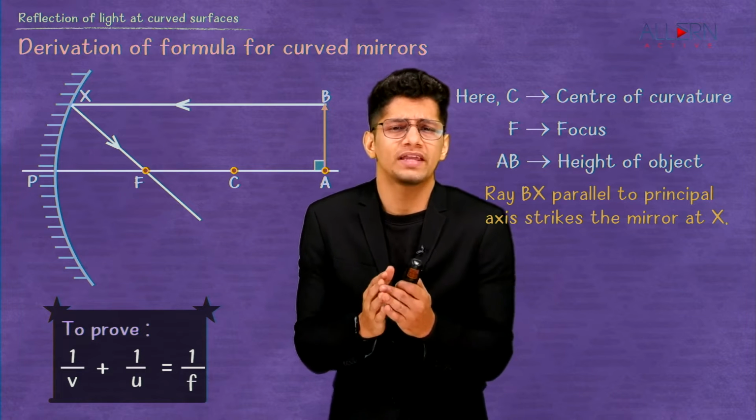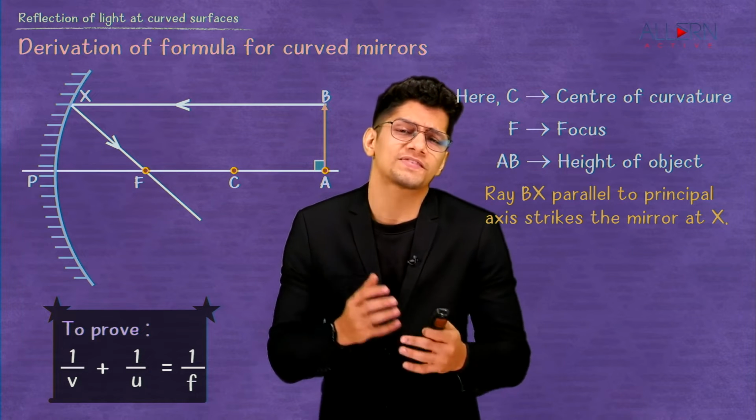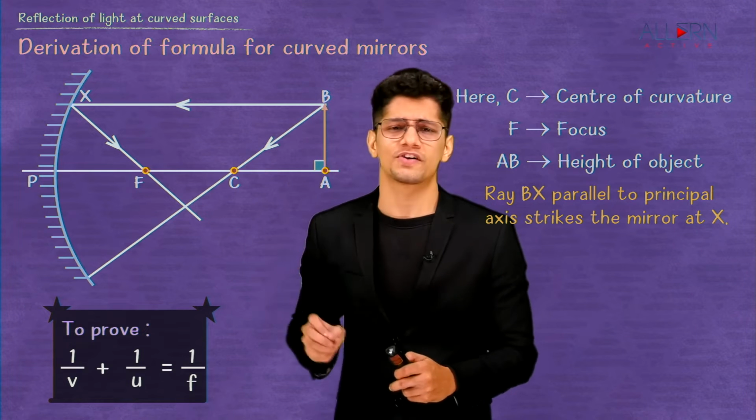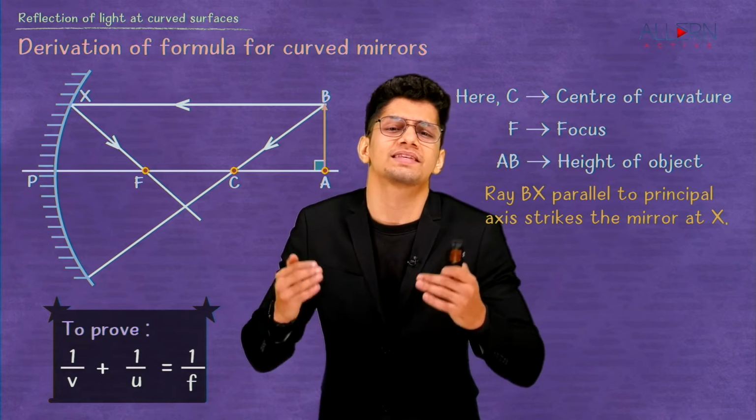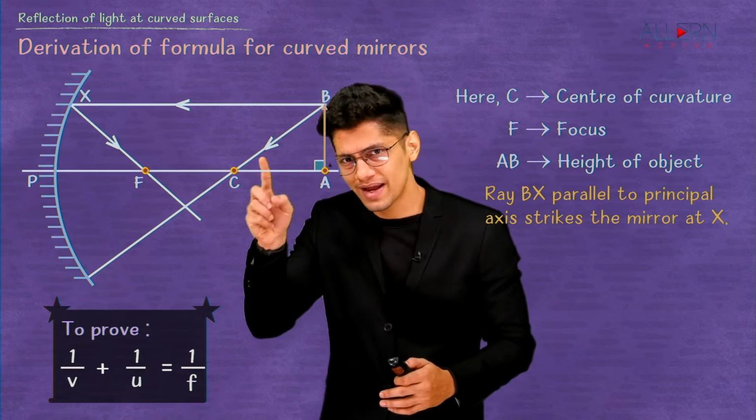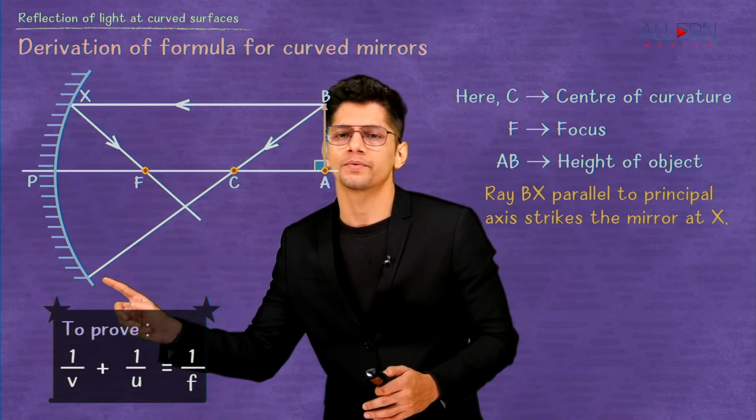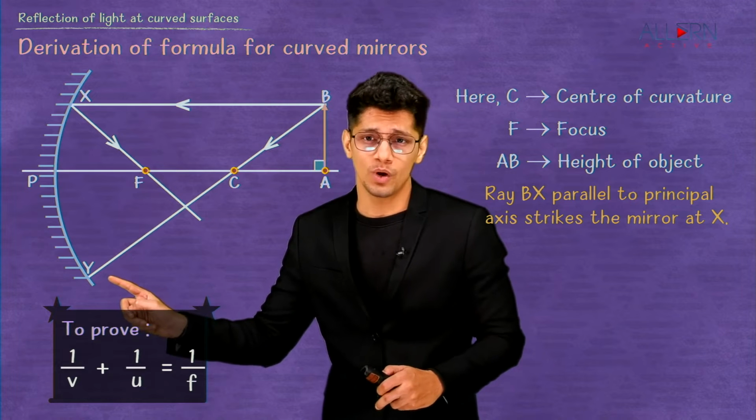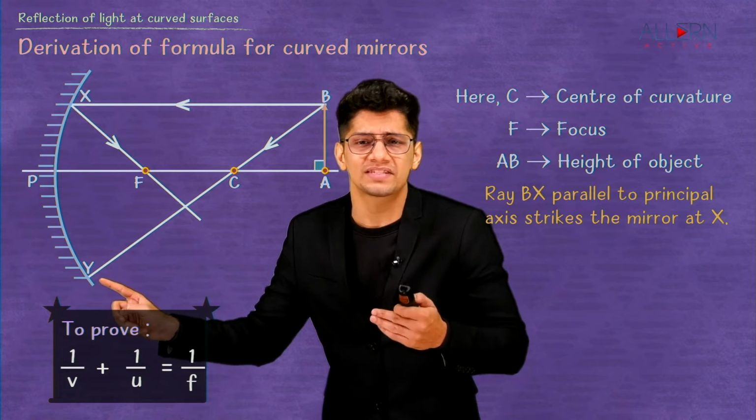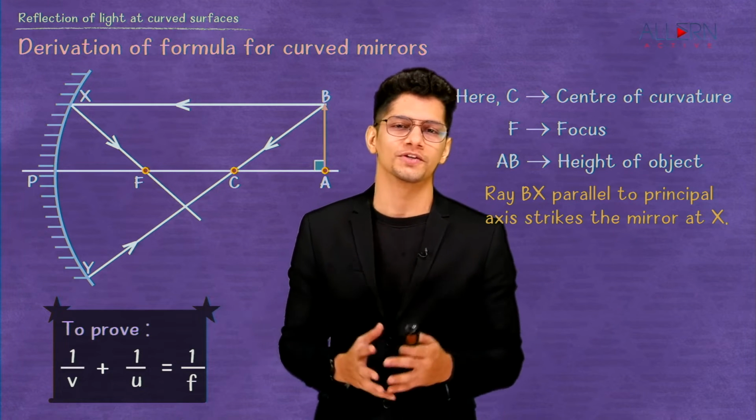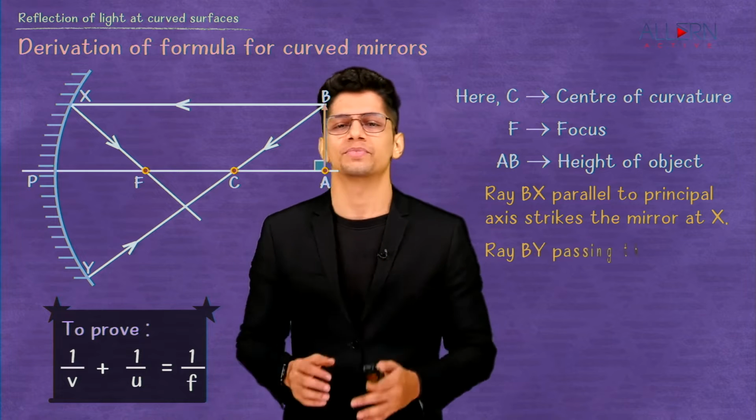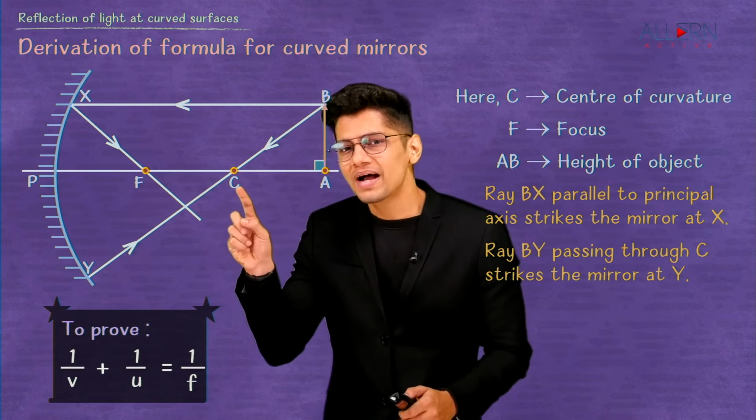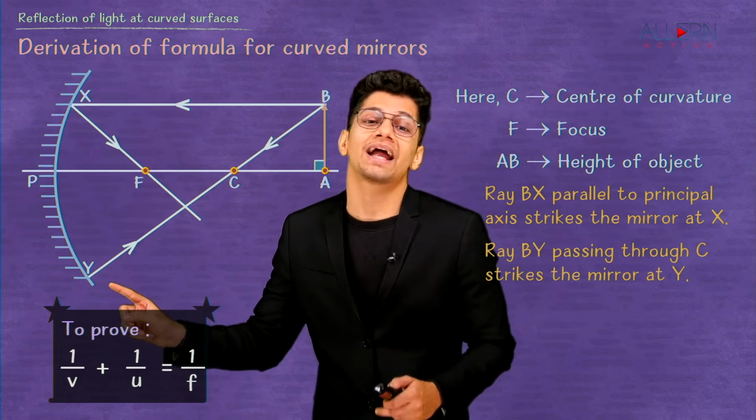Now, we know that we can apply two more rules. Let's apply the rule of center of curvature. We know that when the incident ray passes through the center of curvature, after reflection it traces the same path, right? So this ray is striking the mirror at this point. Here we named it as X, here we'll name it as Y. And we know after reflection it is going to travel back in the same direction, so we draw an arrow over here. And again we are supposed to write the same thing. So ray BY passing through C strikes the mirror at which point?